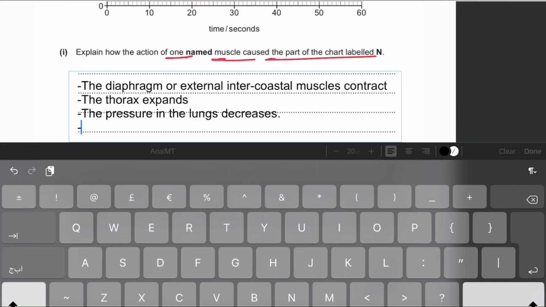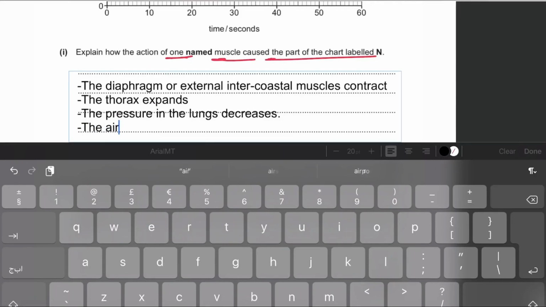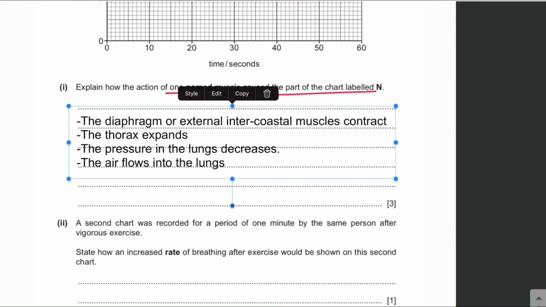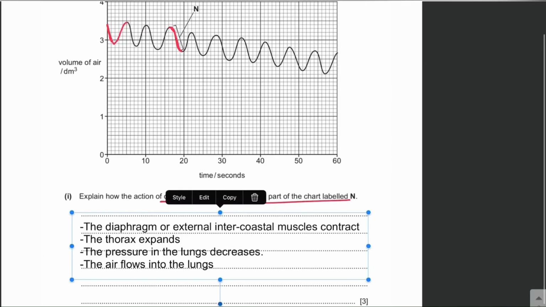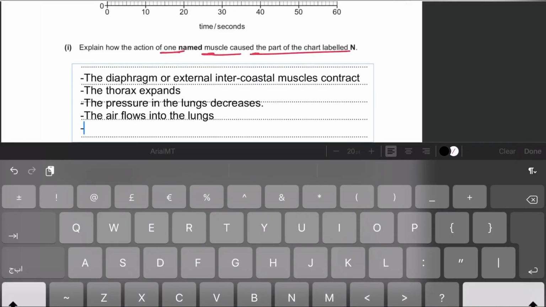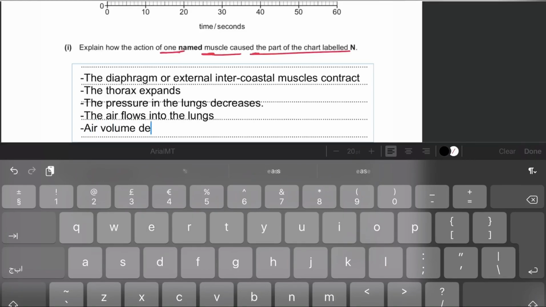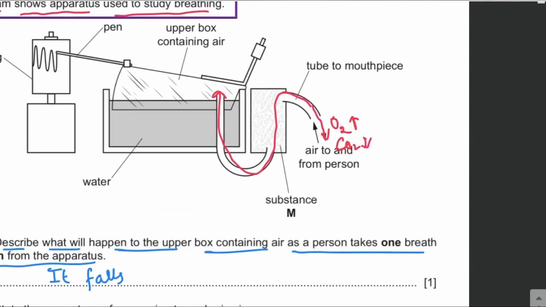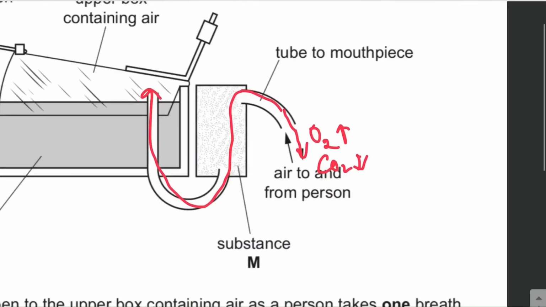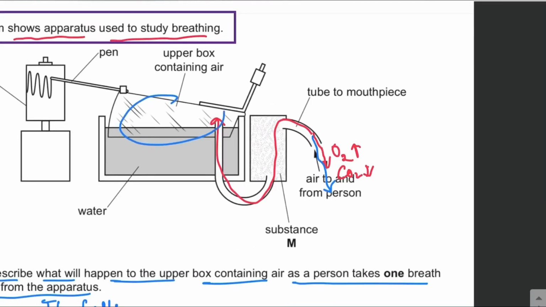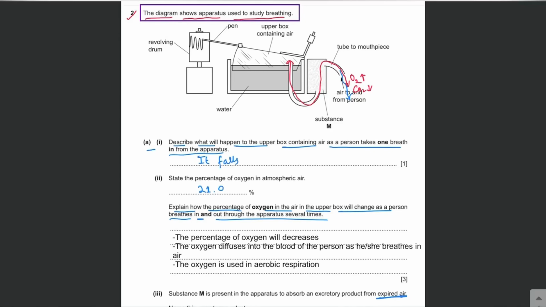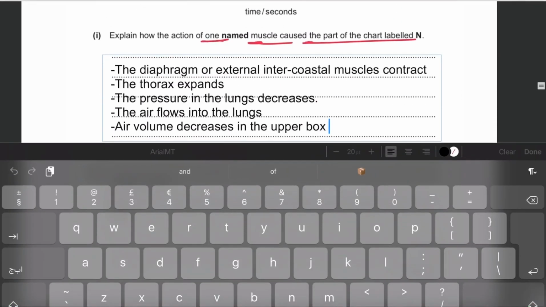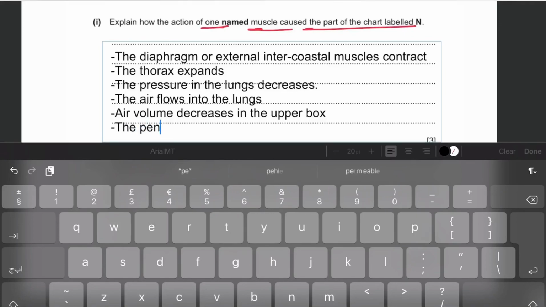So the air flows into the lungs, and when the air flows into the lungs, what is happening? As the air flows into the lungs, air volume decreases in the upper box. Over here we can see that when the person is breathing in, the air is moving into the person's lungs, right? And the air in the upper box decreases, which causes the pen to move down, right? The pen moves down.